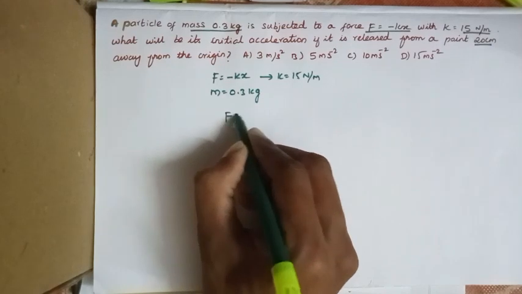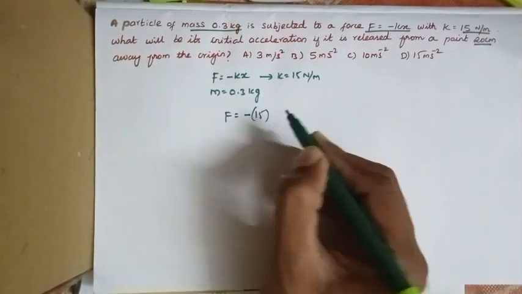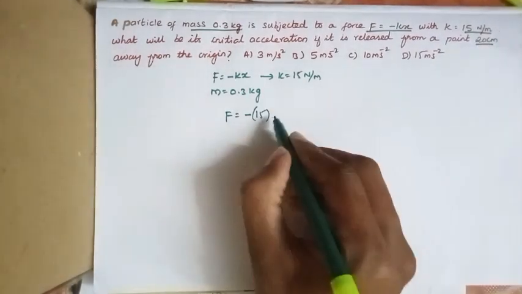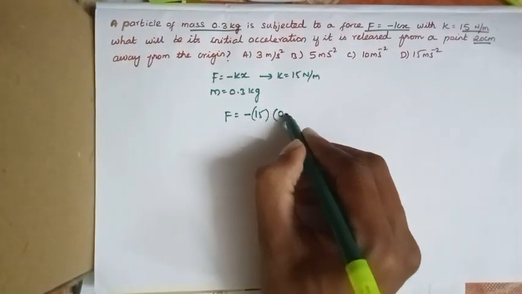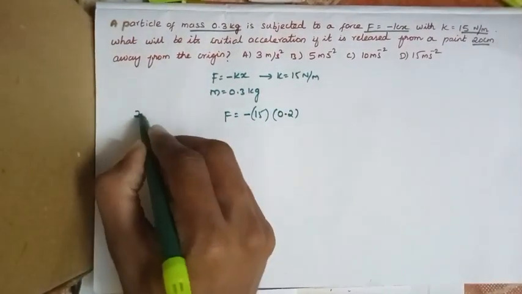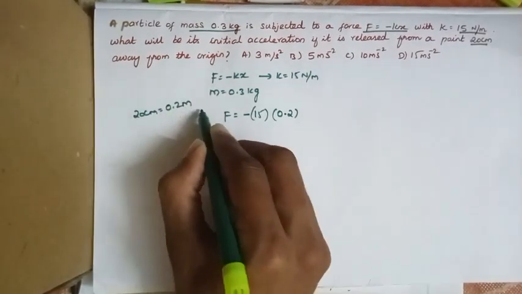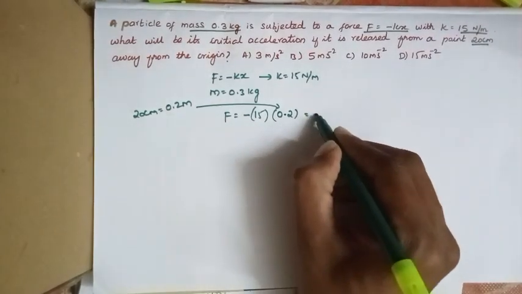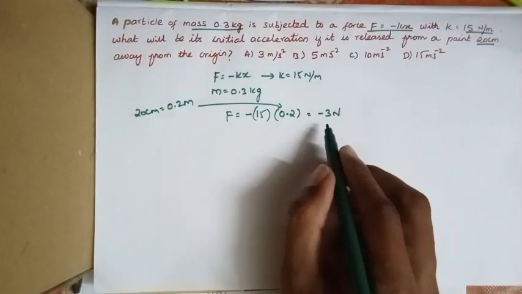Now substitute the values, first find the force value. F equal to minus, the value of k is 15, and the displacement from the origin is 20 centimeter. If you convert this into meter, you will get 0.2, so 20 centimeter is equal to 0.2 meter. Just replace the value of x in this, so you will get minus 3 Newton. So the force value is negative.